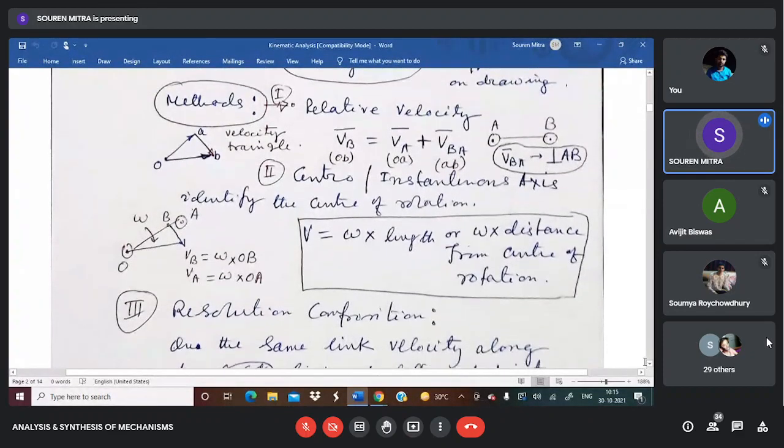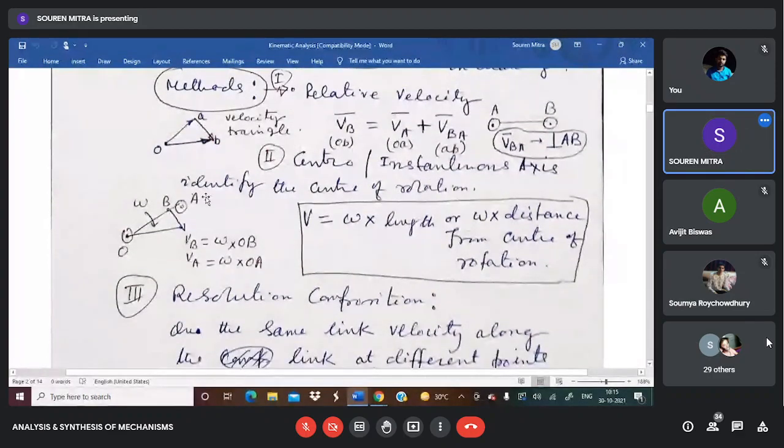The next is another method which is exclusively for velocity analysis. It is called the centro method and the instantaneous axis method. So here the concept is that if we look at the links and the joints, there are members, links, working like that. They are fixed at some point and moving. So there is rotational motion. If this is the link and it is fixed here, it is rotating about this point. So it is the center of rotation.